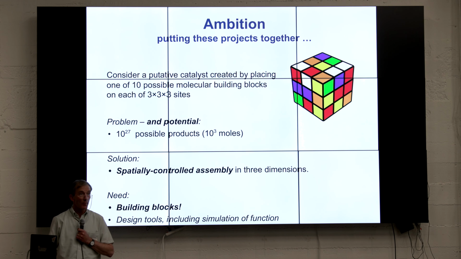So, ambition, where do we want to go? I'm not quite sure of the timescale for this, but it starts now. We want to put these projects together. So here's a challenge. There is a 3 by 3 by 3 array of building blocks. Say we've got a library of 10 components. Okay, there are 10 to the 27 possible ways of making that thing. We want to use our molecular assemblers, our positioning devices, spatially controlled chemistry, to control how we position things, put them together to create a chosen one, or a library of these three-dimensional structures.